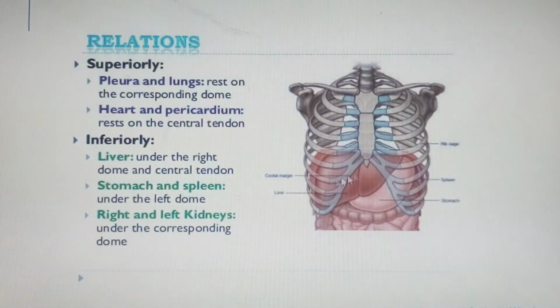Now, by way of relations, the diaphragm is related inferiorly to the liver. Apart from that, even the kidneys, and then even the stomach will be related there. Even the spleen will be related to the diaphragm inferiorly. So that's one thing. Superiorly, we have the heart, as well as the inferior aspect of the lungs. These are the diaphragmatic surfaces.